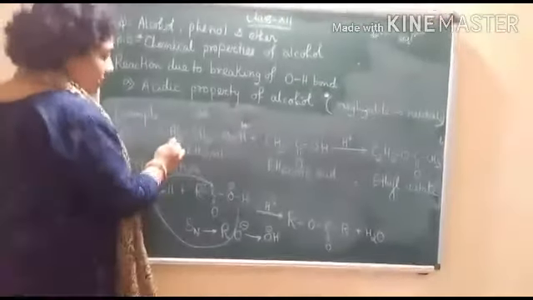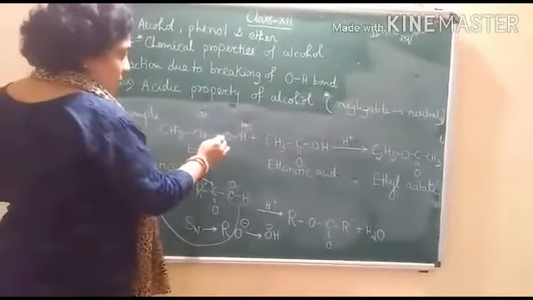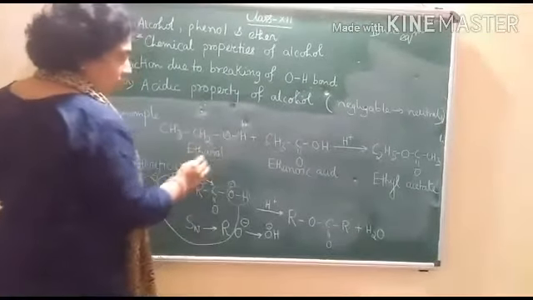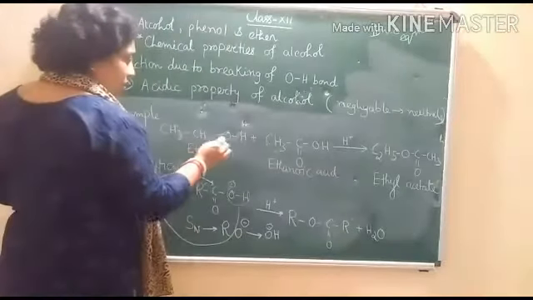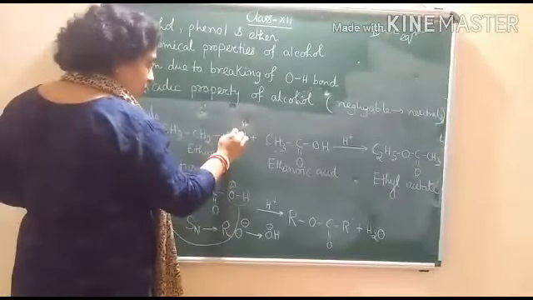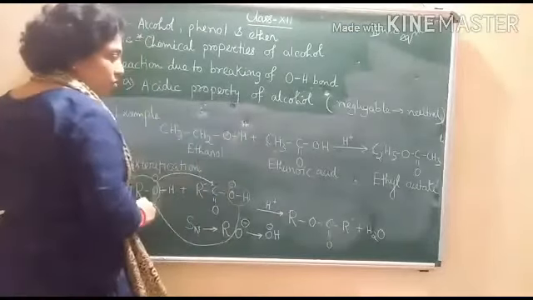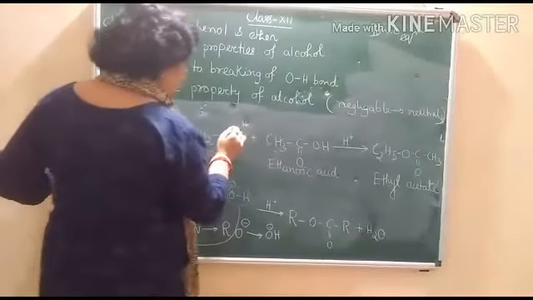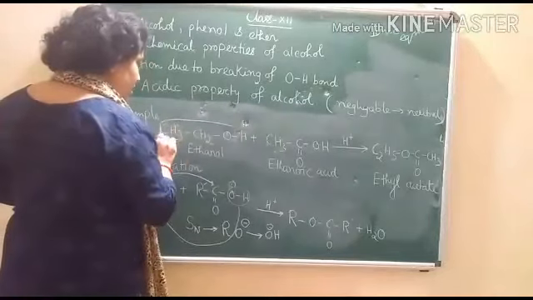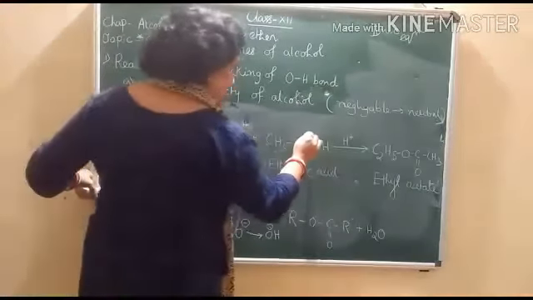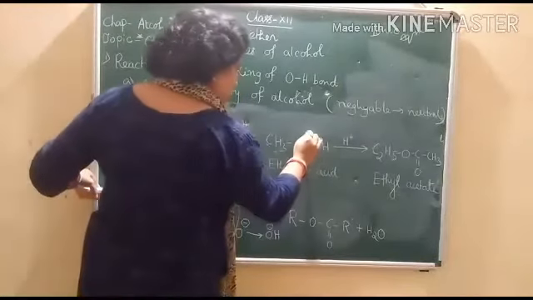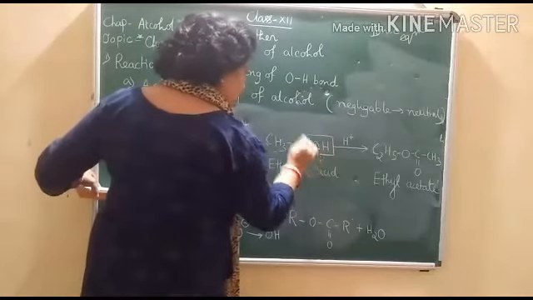For example, we have taken CH3CH2OH, meaning ethanol, reacting with ethanoic acid. So here where will the bond break? The bond will break between O and H. So again there will be an exchange of nucleophile. This is one nucleophile. The bond will break here, so this is another nucleophile.